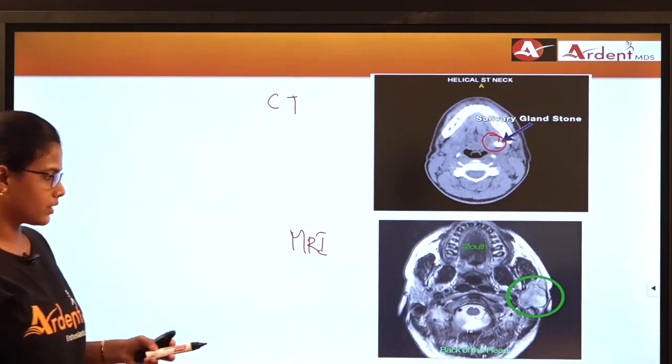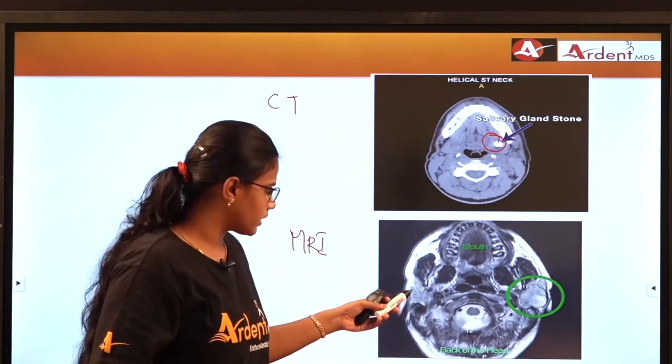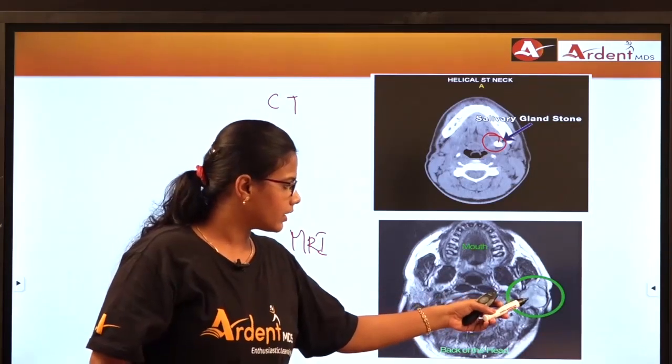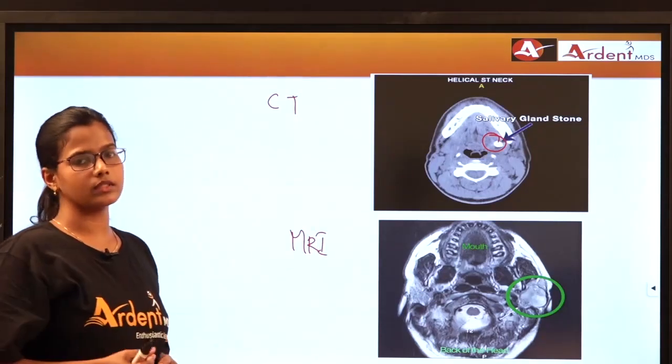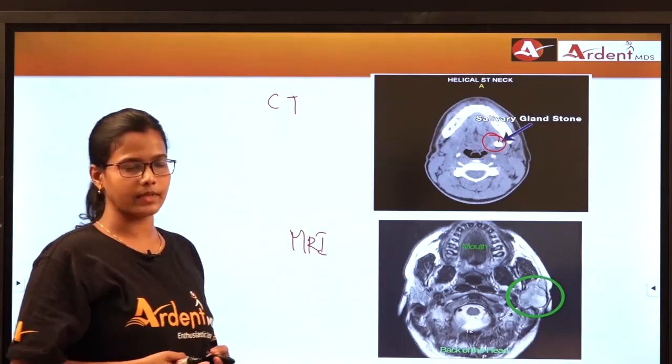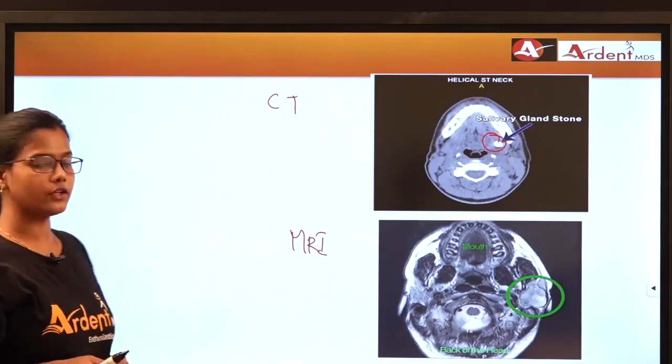In the given picture you can see this is your parotid gland. On this side the parotid gland is enlarged. So parotid tumors or submandibular tumors as well can be imaged better in your MRI.